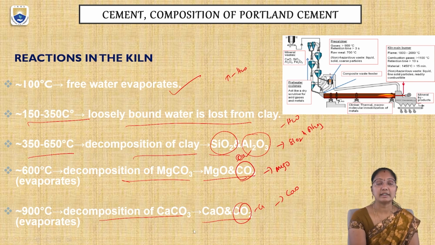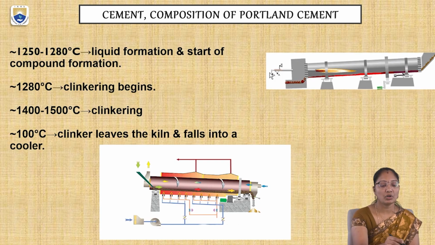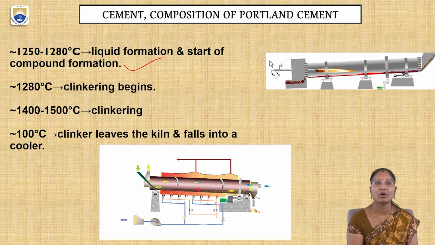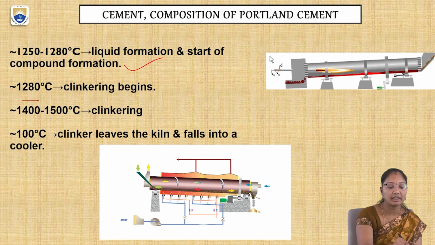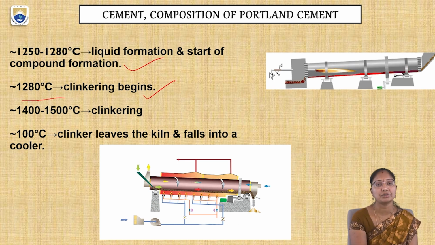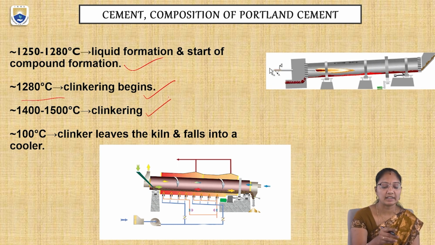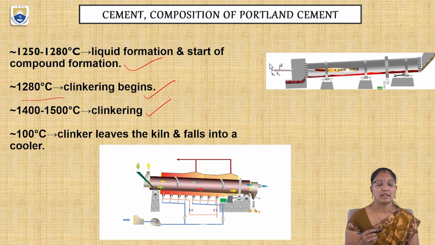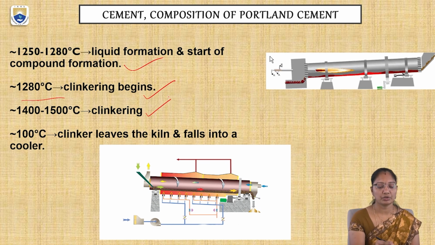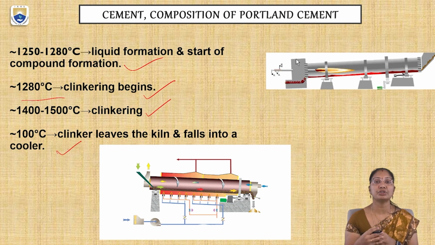It has to proceed up to 1600 degrees centigrade. Now we are at 900 degrees centigrade. Again at 1250 to 1280 degrees centigrade, the liquid formation and the start of compound formation occur, which is called the clinker formation. At 1280 degrees centigrade, clinkering begins. At 1400 to 1500 degrees, the clinkering continues. After 1500 degrees centigrade, it is allowed to cool down. The clinker leaves the kiln and falls into a cooler.